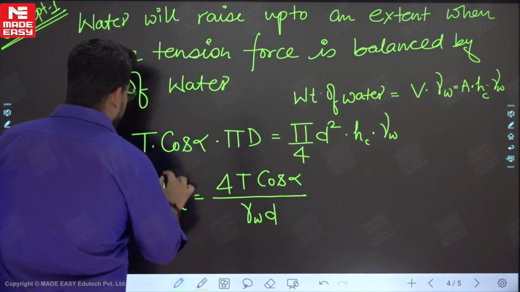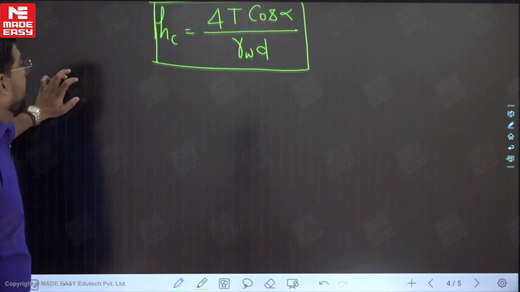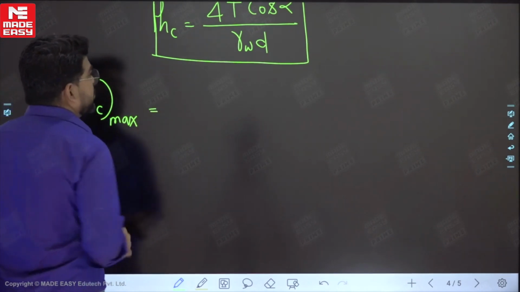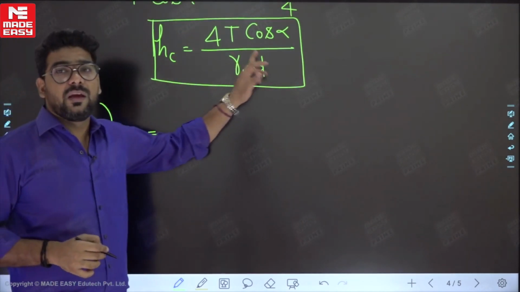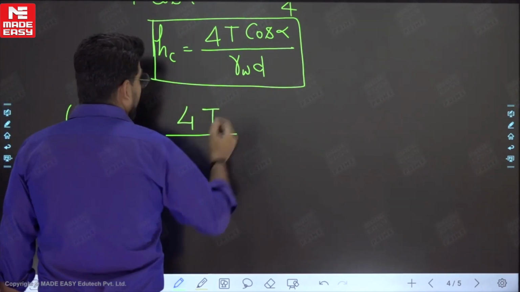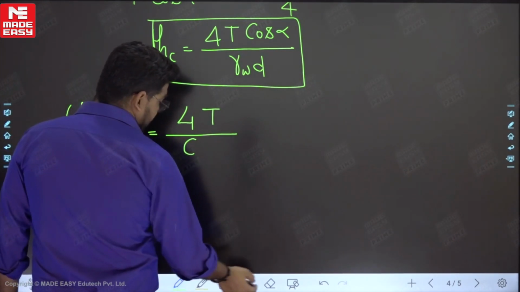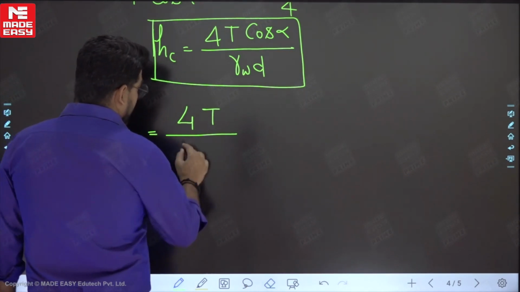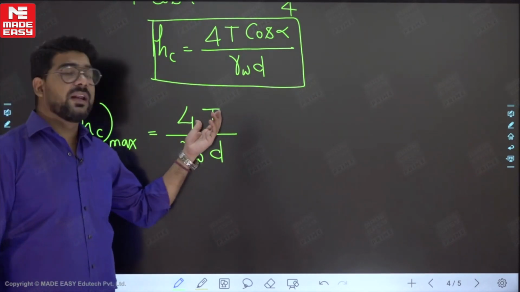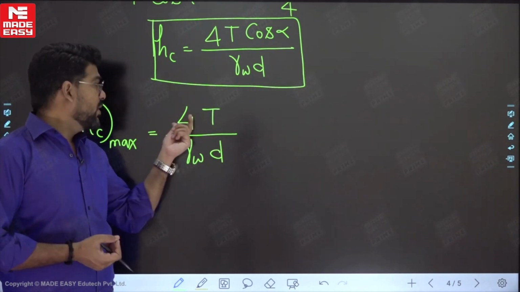Now the point to be noted, this is HC. This SC can be written as SC max also. So SC max is the maximum value, when cos alpha is equal to 1. When alpha is equal to 0, cos alpha is equal to 1, and hence SC max will be equal to 4T upon gamma w d. Now this surface tension is constant for a particular water at a particular temperature. Gamma w is also constant, 4 is constant.